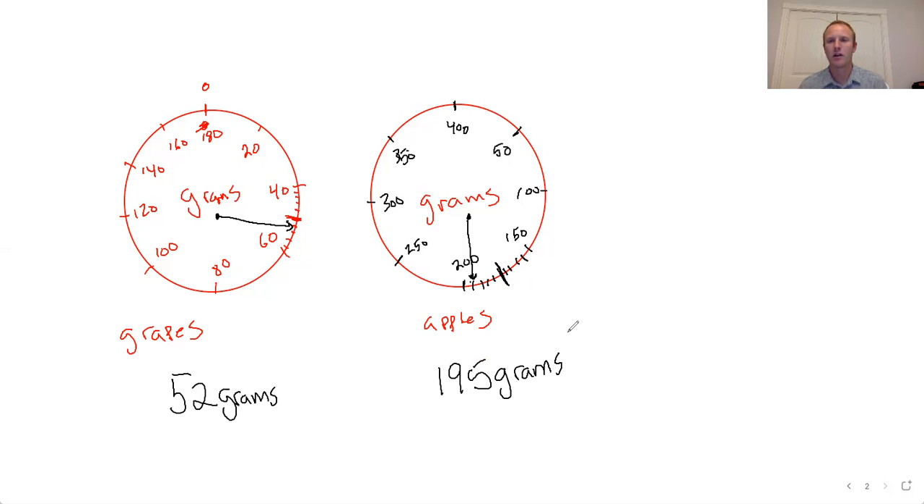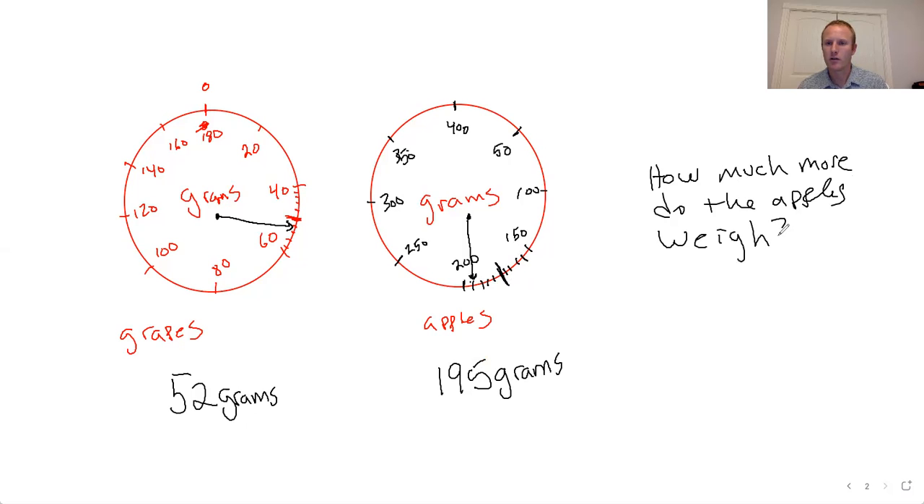And again, I'm asking to find the difference between these two. So how much more do the apples weigh? The real problem you'd see would have a little bit more language in there, but basically the question is how much more do the apples weigh? And we can subtract these two things. So we can take 195 and we can subtract 52. And what we're doing is finding the distance between these two numbers, finding the difference. And the way to do that, again, is to subtract.